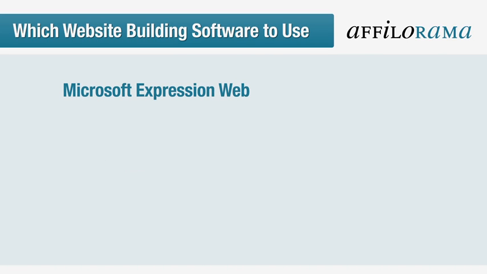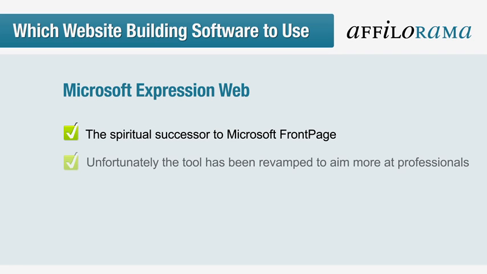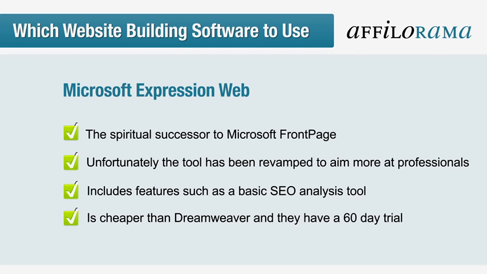Microsoft Expression Web. The spiritual successor to Microsoft FrontPage, Microsoft Expression Web, which is part of the Microsoft Expression Studio Suite, is a slick new way of designing modern web pages. Unfortunately, the tool has been revamped to aim more at professionals, but it does include features such as a basic SEO analysis tool, and it's also cheaper than a new version of Dreamweaver. And Microsoft has a 60-day trial available, so you can decide whether you want to use this software.